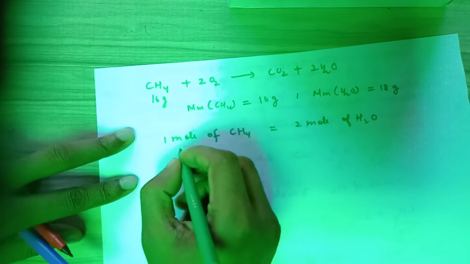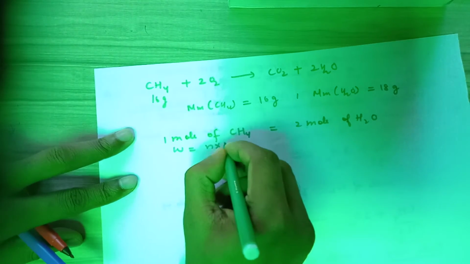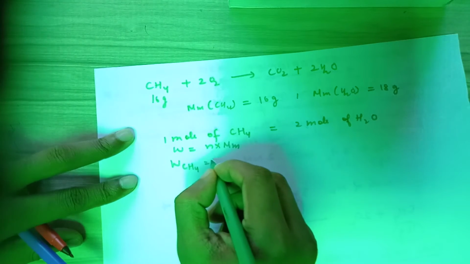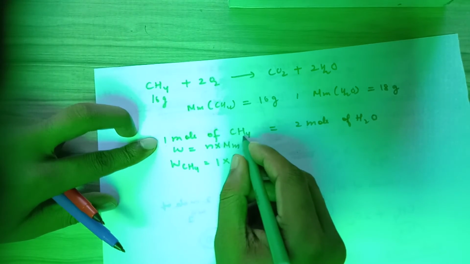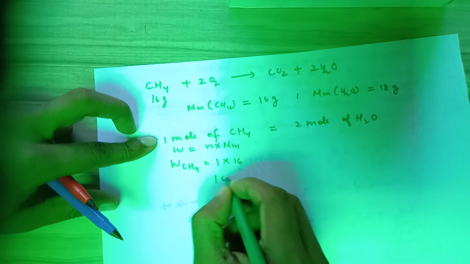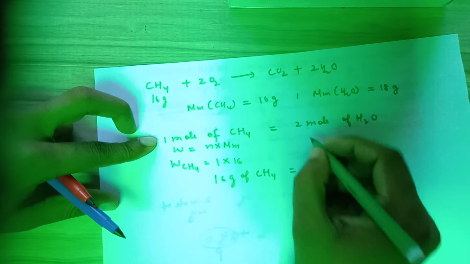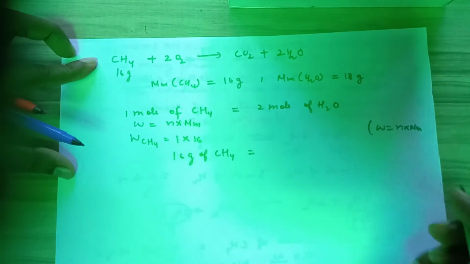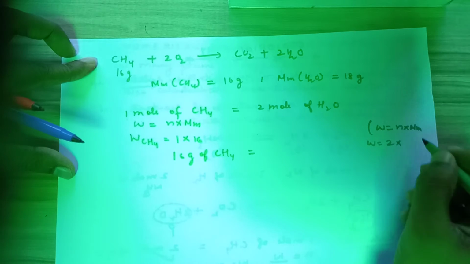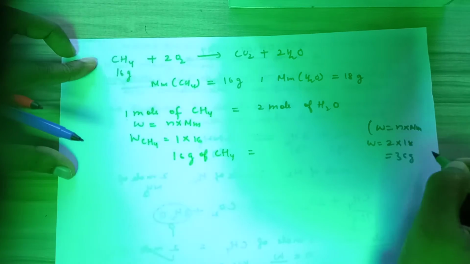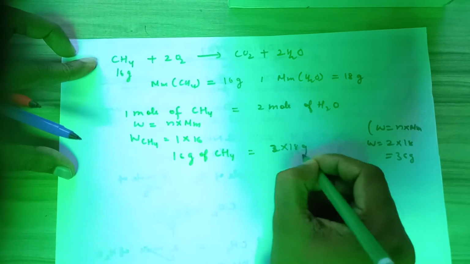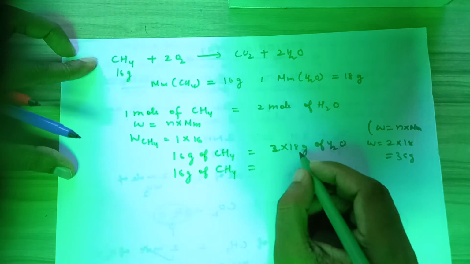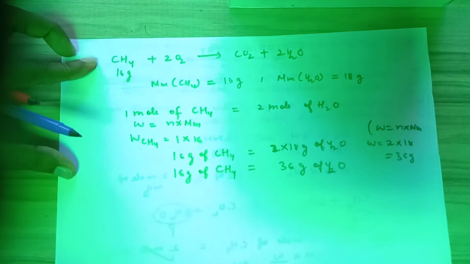Let's convert it into grams. If we use W equals number of moles into molar mass, for CH4, n is 1 and the molar mass of CH4 is 16, so it will be 16 gram of CH4 gives, in this case we use the same, W equals number of moles 2 into molar mass 18, that is 36 gram of H2O. So 16 gram of CH4 gives 36 gram of H2O.